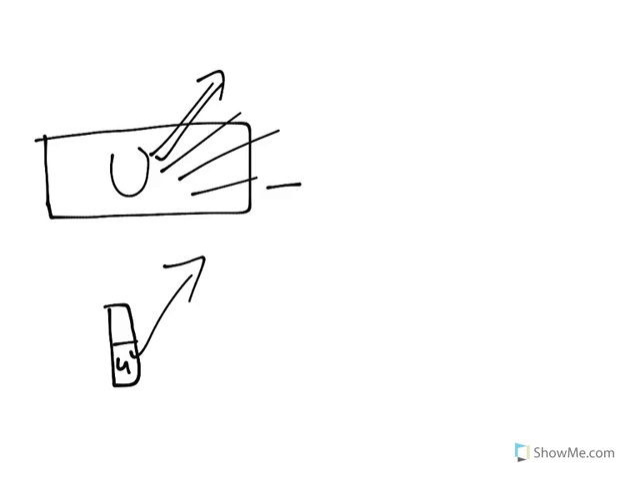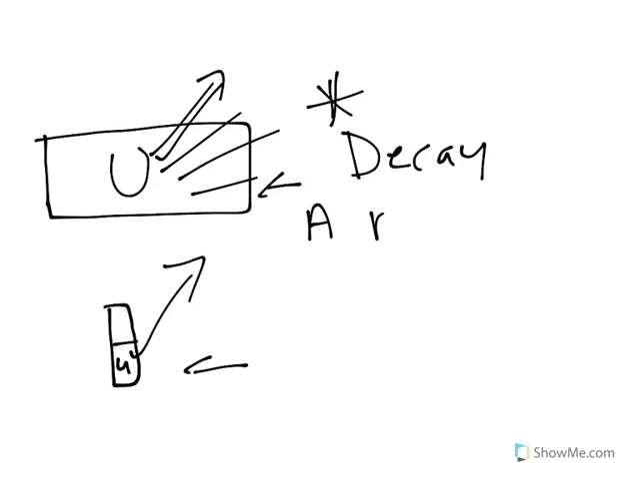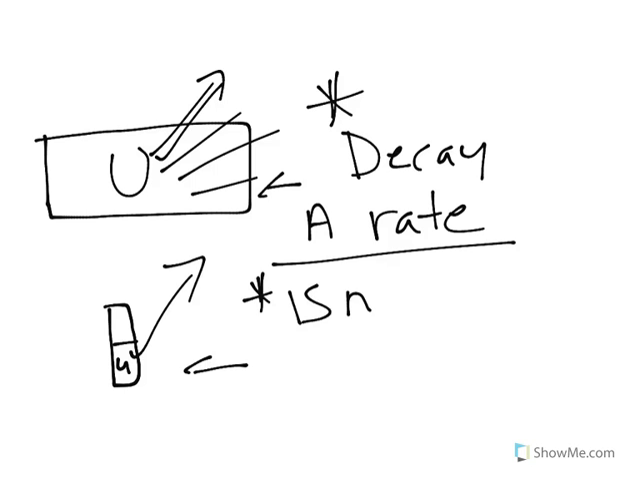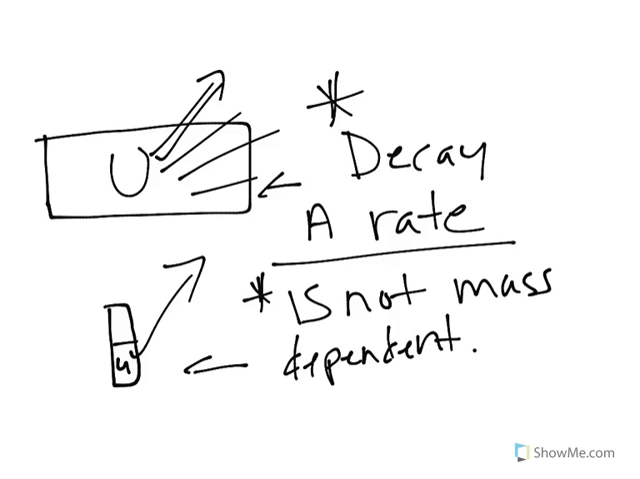So it doesn't matter if you have a box full of uranium or a test tube full of uranium, it decays at the same rate. So this is really important. Our radioactive elements decay at a specific rate, and that rate is going to be defined for each individual element. But the important thing is that radioactive decay is not mass dependent. It is time dependent.